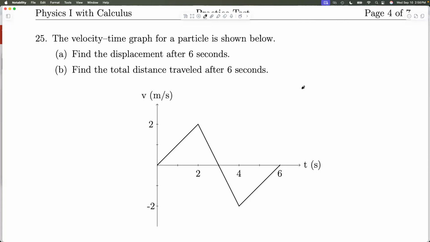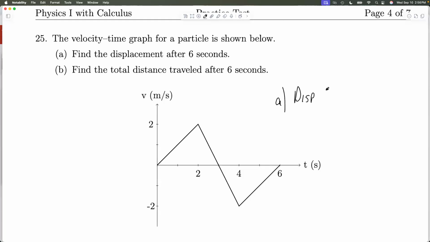Displacement is change in position. So part A. I want x of 6 minus x of 0. It almost got me. This is not a graph of position versus time. This is a graph of velocity versus time.